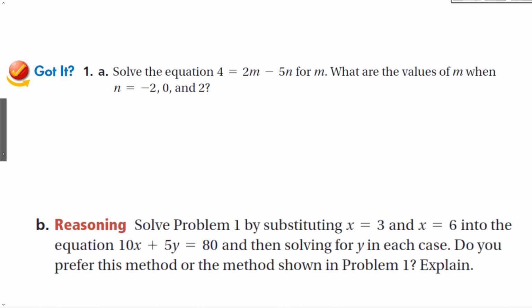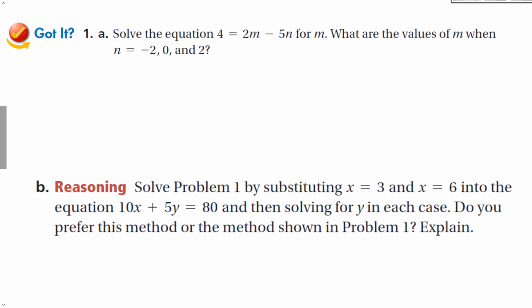Let's look at our got it problems. Solve the equation 4 is equal to 2m minus 5n for m. That's the variable I want to get by itself. So 4 is equal to 2m minus 5n. I want to get m by itself, so I isolate it. I add 5n to both sides. I cannot combine these two because they're not like terms, so I just leave it as 5n plus 4 is equal to 2m.